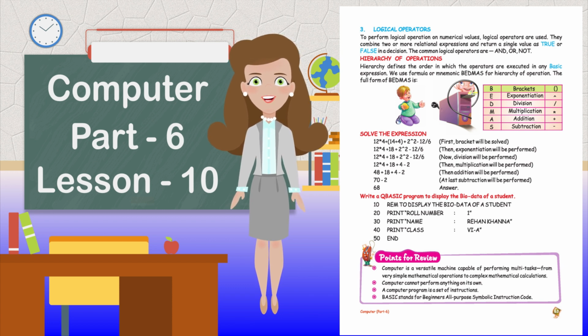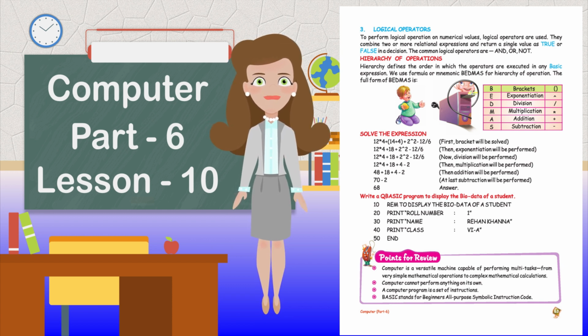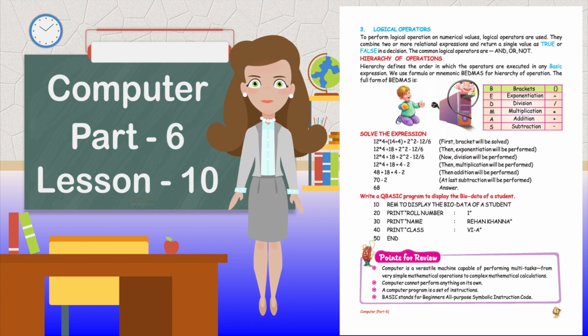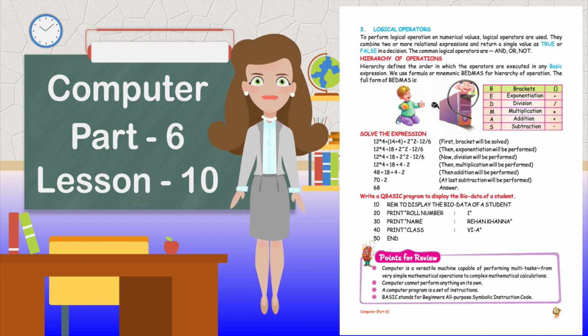Hierarchy of operations. Hierarchy defines the order in which the operators are executed in any BASIC expression. We use the mnemonic BIGMAS for hierarchy of operations. The full form of BIGMAS is: B as bracket, E as exponentiation, D as division, M as multiplication, A as addition, and S as subtraction.